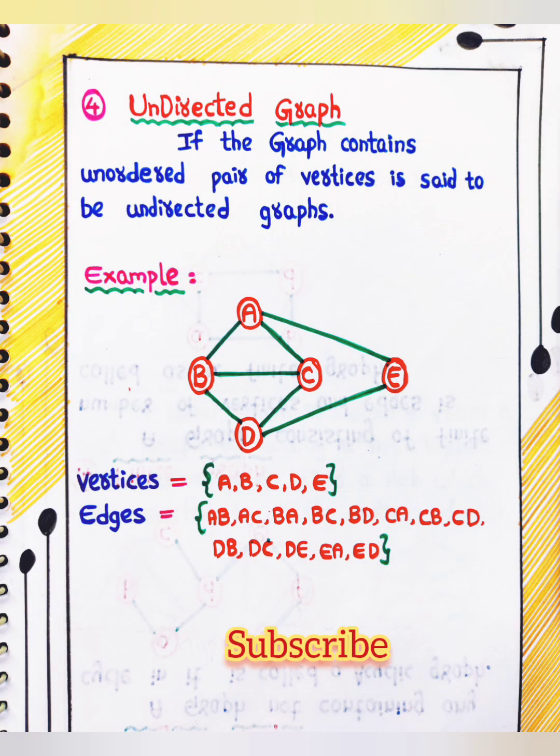Fourth one, undirected graph. If the graph contains an unordered pair of vertices, it is said to be an undirected graph. Below example, vertices are A, B, C, D and E. Edges are AB, AC, BA, BC, BD, CA, CB, CD, DB, DC, DE, EA and ED.